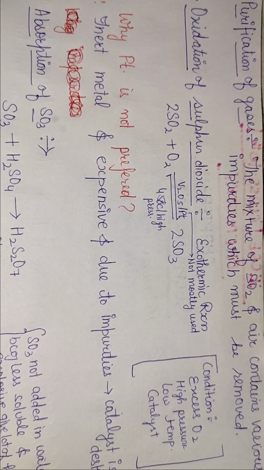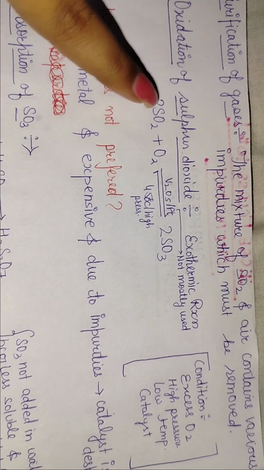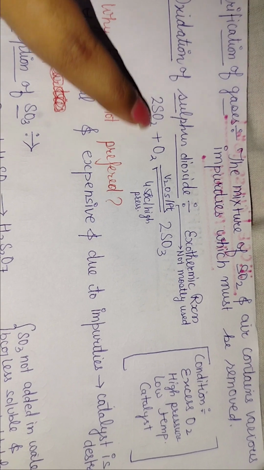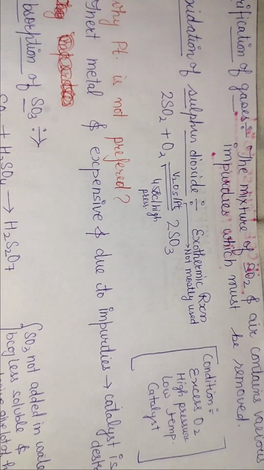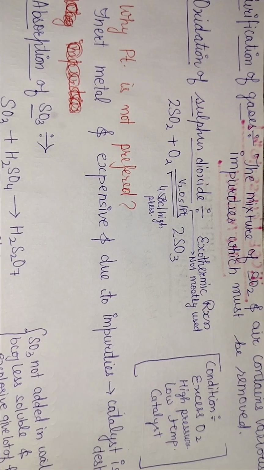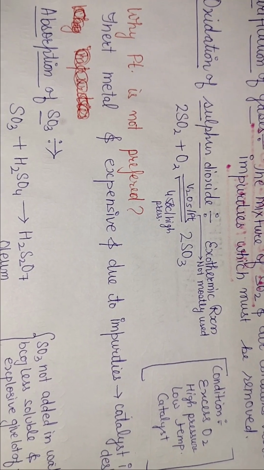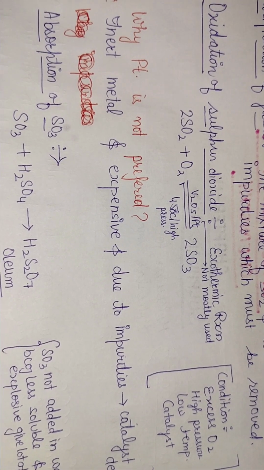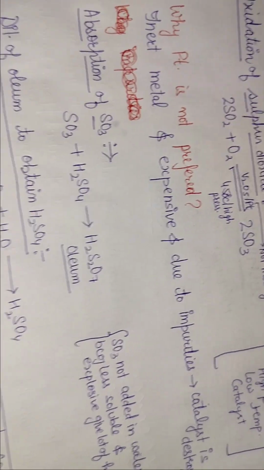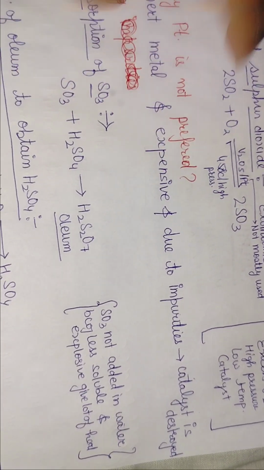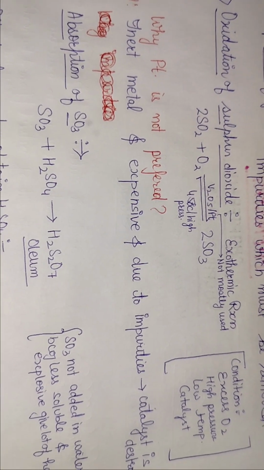And then we are giving high pressure because here you can see 2 moles of sulfur dioxide, 1 mole of oxygen, but here we only get 2 moles of sulfur trioxide. So we are giving high pressure in such cases, and we are going to give excess oxygen, so this reaction will proceed, otherwise this reaction is reversible and it is not going to proceed. To complete this reaction these conditions are important.